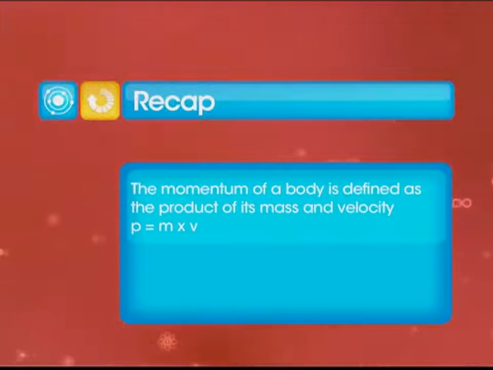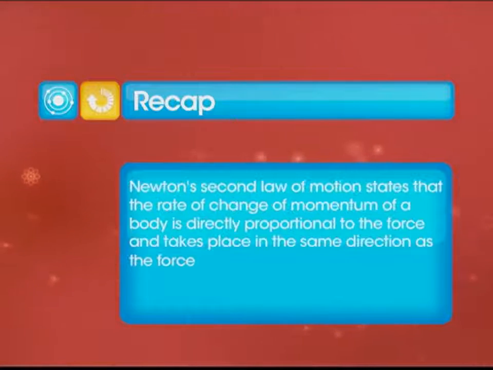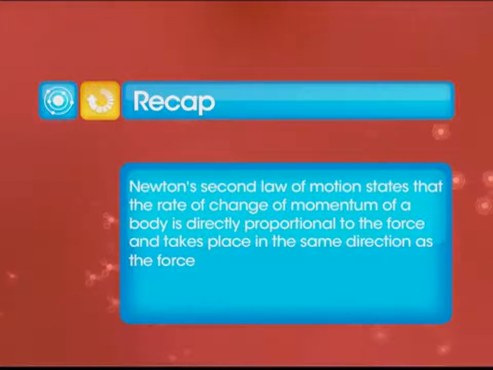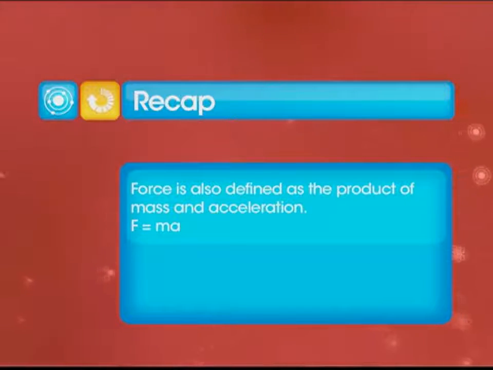Now here's what we have essentially discussed in this episode up till now. Number 1, the momentum of a body is defined as the product of its mass and velocity. Number 2, Newton's second law of motion states that the rate of change of momentum of a body is directly proportional to the force and takes place in the same direction as the force. Number 3, force is also defined as the product of mass and acceleration.